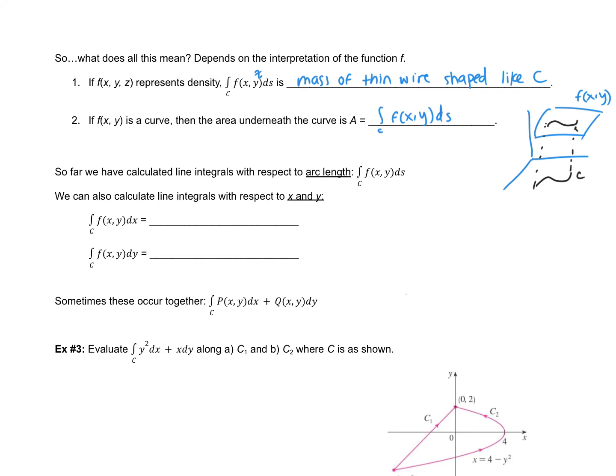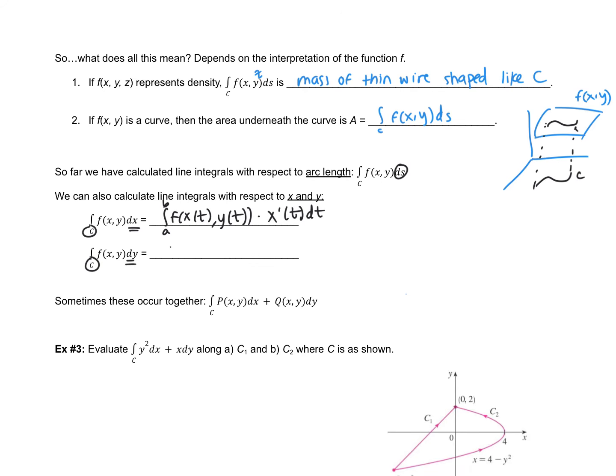Okay, so far what we've done is we've calculated line integrals with respect to arc length. That's what that ds means. Sometimes though, we calculate integrals with respect to x or y, and so you'll still see that C for a line integral, but then you're going to see dx and dy. And so if it's dx, it's going to start out the same. We're integrating from a to b, it's going to be f of x of t, y of t, and then instead of multiplying by arc length, you're going to multiply by x prime of t dt.